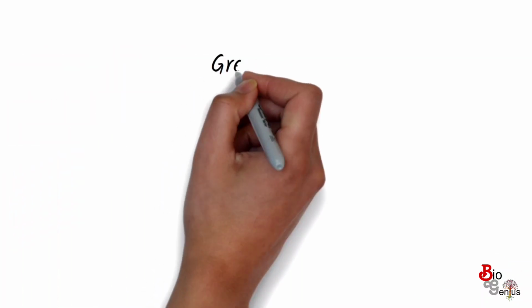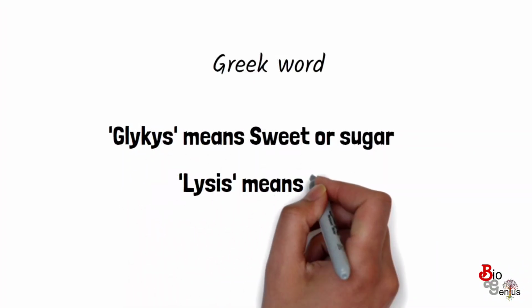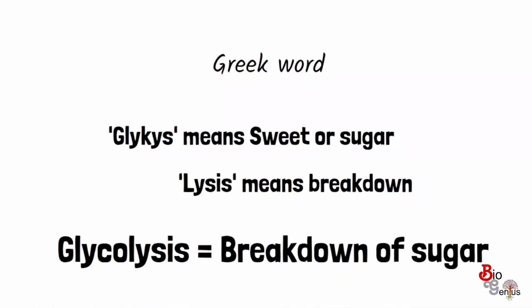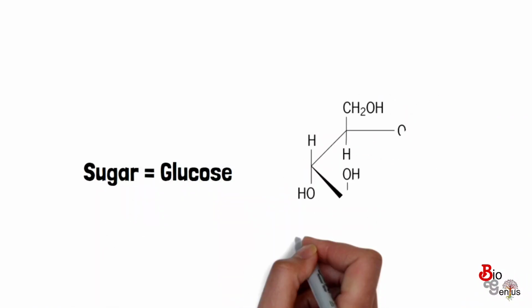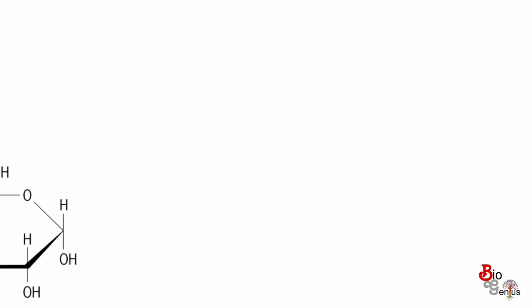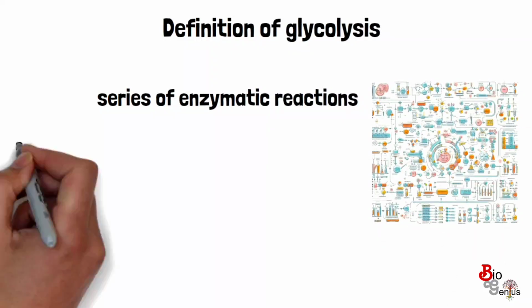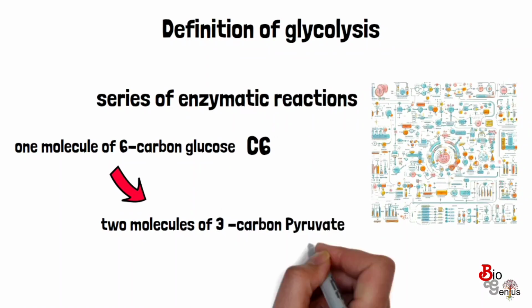The term glycolysis comes from a Greek word glykis, which means sweet or sugar, and lysis means breakdown. So glycolysis means breakdown of sugar. Here for sugar it means glucose. So if we define correctly, glycolysis is a series of enzymatic reactions which breaks one molecule of 6-carbon glucose into two molecules of 3-carbon pyruvate, C6 to 2C3.